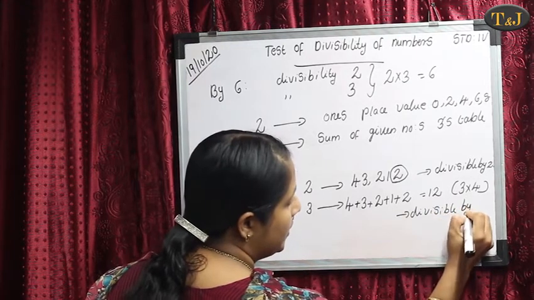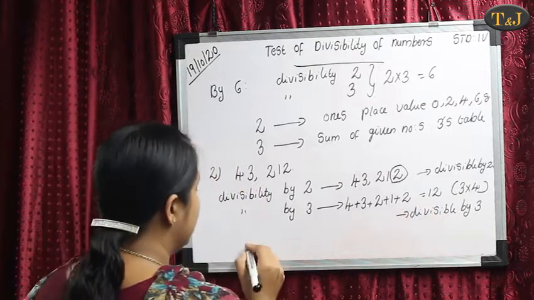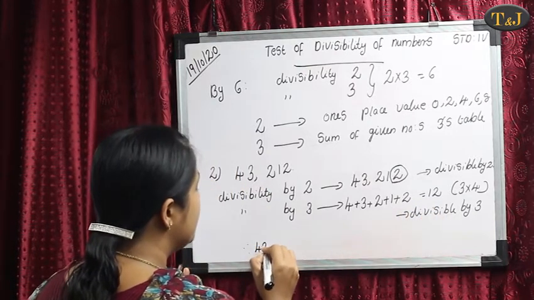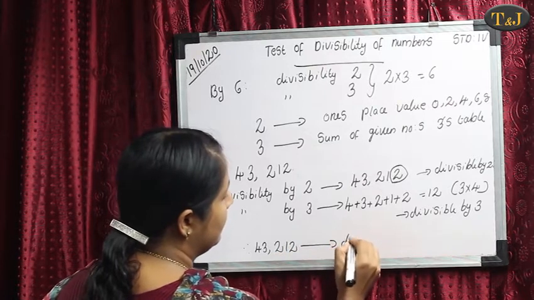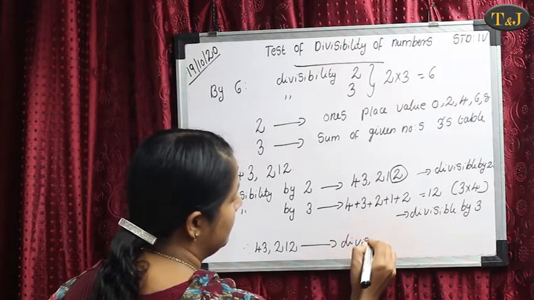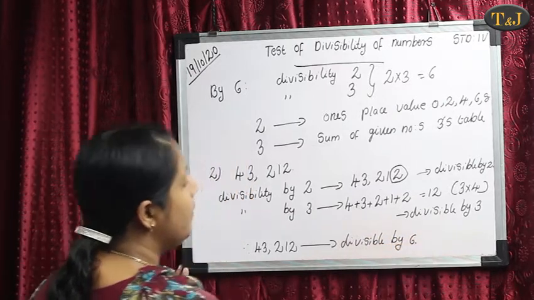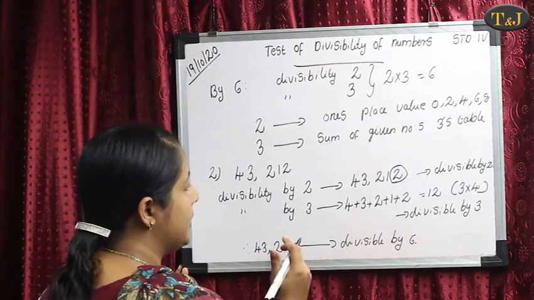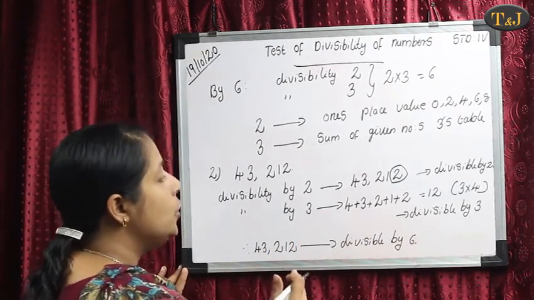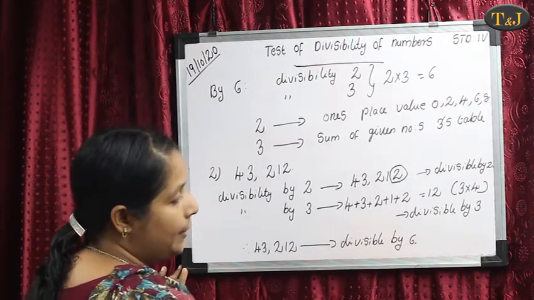So both the conditions are satisfied, divisible by 2 and divisible by 3. Therefore, the number 43,212 is divisible by 6. How we can check the divisibility by the number 6? First we are checking if the number satisfies the divisibility of 2 and 3. When both conditions are satisfied, it is divisible by the number 6.